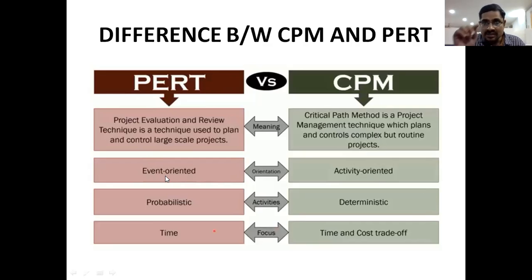Event oriented means the nodes, the circle forms. One node and another node, third, fourth, fifth. Preparation of a network diagram based on these nodes is called PET, right? So CPM belongs to activity, arrows, and PET belongs to event, circles, nodes. This is the second difference between CPM and PET. And the third thing is deterministic, and this is probabilistic.